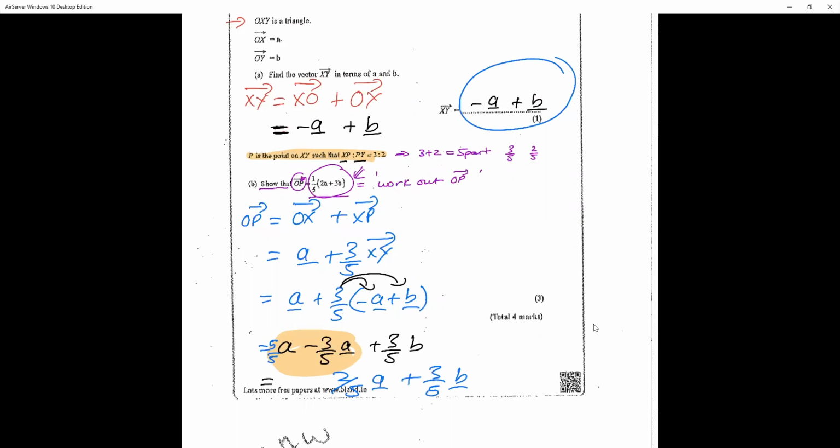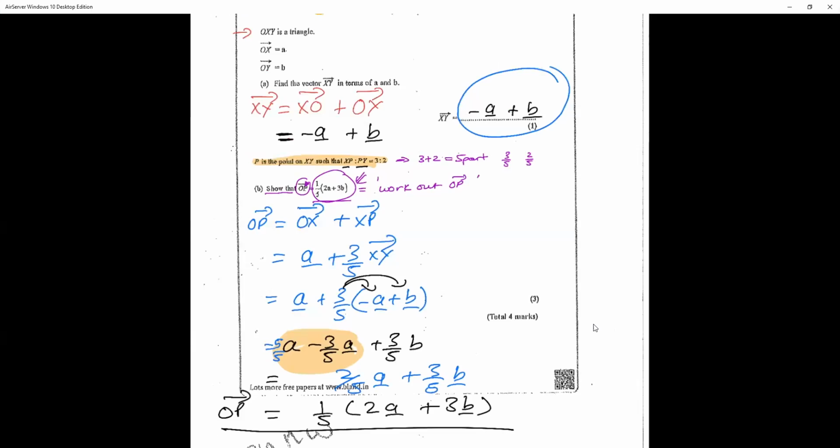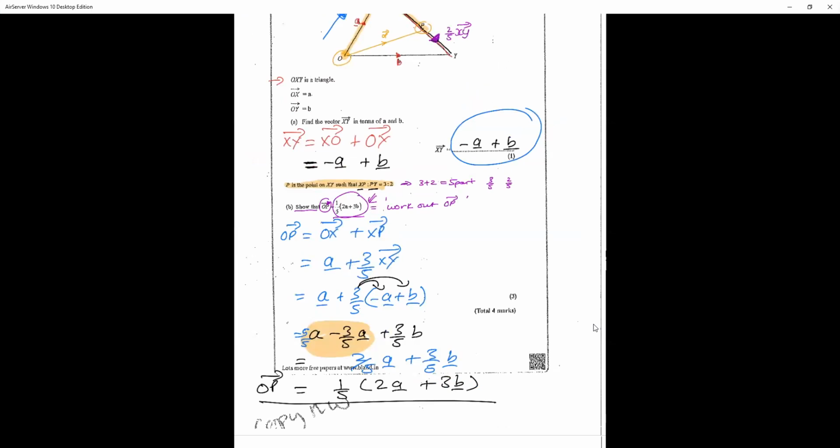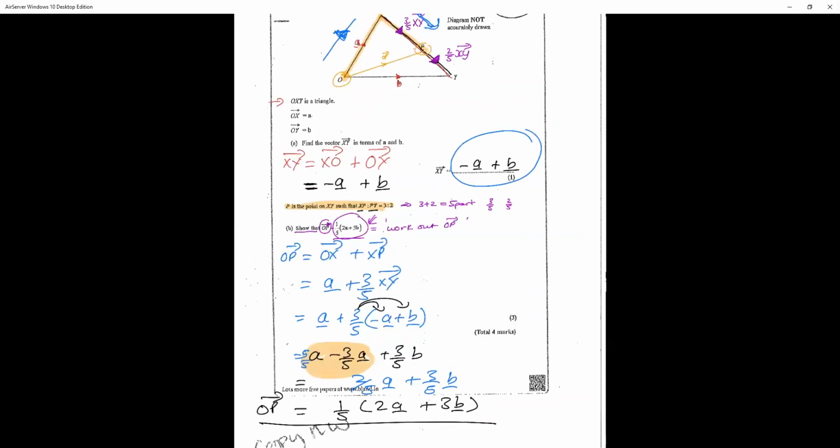Now, what can we do to that to get the answer looking like the question they've asked us to do? We need to do one more step. Factorize. Factorize the what out? The fifth. Yeah, so you're left with 2A plus 3B, and we've done it. So when you go show that, we've actually shown it through all those lines of calculation, exactly what they want us to get to. And that's done. And we can stop the video there.